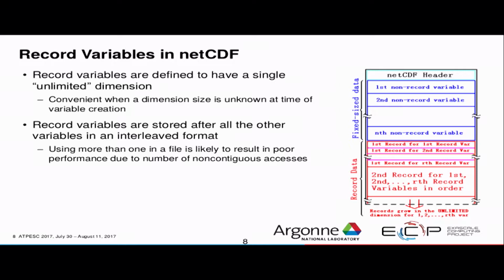And if you only have one record variable in your data set, there's not much of a problem here. But when you have several record variables, they are interleaved. Picture a deck of cards: the first record of each variable will occur, and then the second record will occur. So if you're trying to read all the data from one record variable, you're going to be walking through the file in a very non-contiguous pattern.